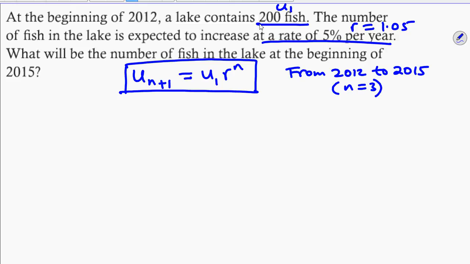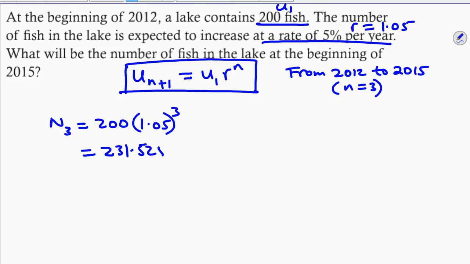So the number of fish after 3 years will be 200 into bracket 1.05 to the power 3. And that will be 231.525 from your calculators. If you want to check, this is approximately equal to 232. Because you're talking about the number of fish, it can't be a decimal number.